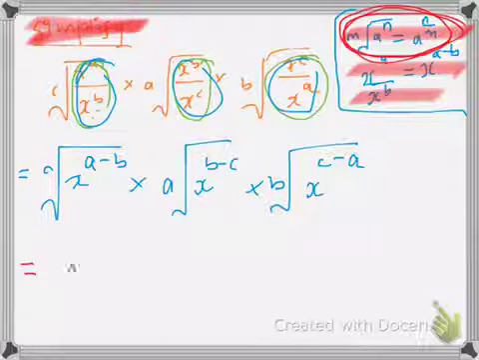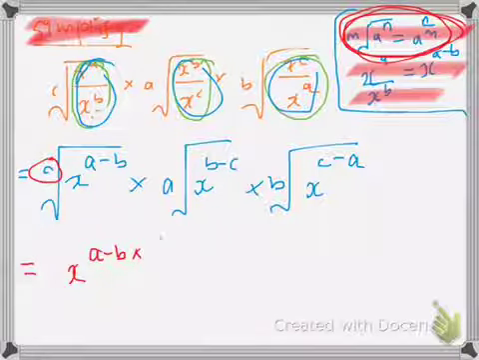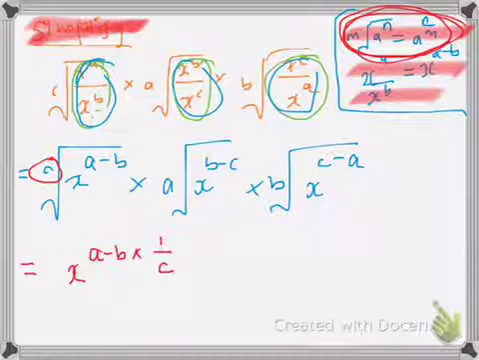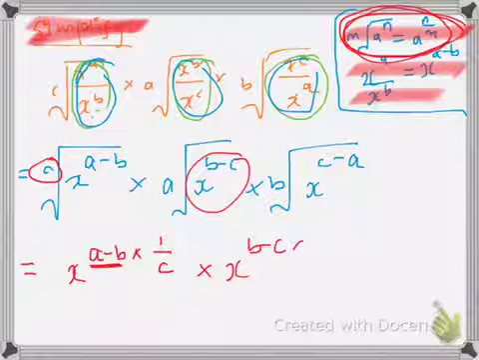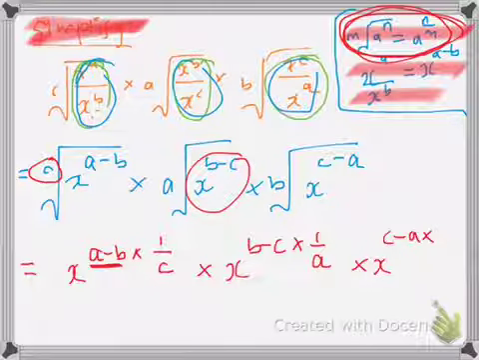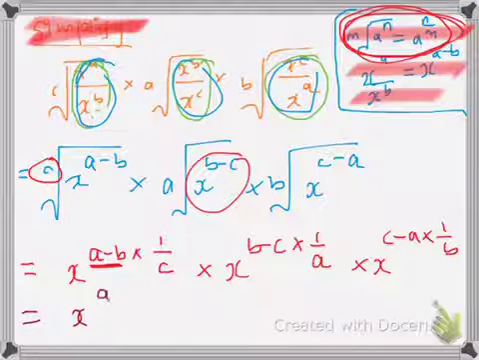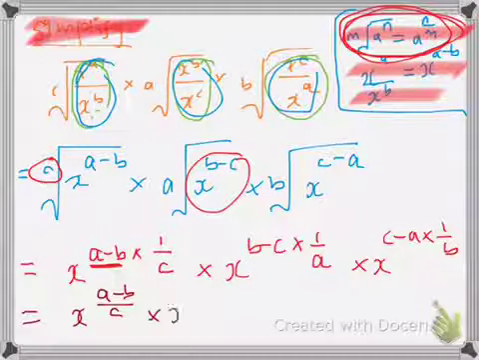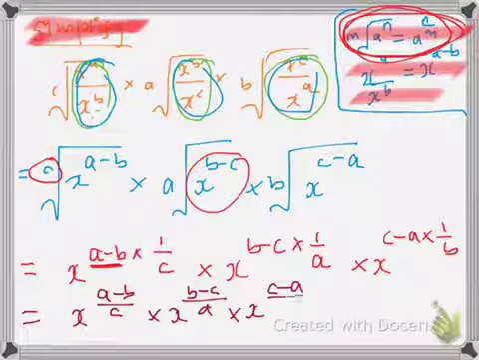This gives x to the power a minus b times the reciprocal of c, which is 1 by c. So we have to multiply the power of x by the reciprocal of c. Similarly, we can do it for the second term, b minus c times 1 by a, times x to the power c minus a times 1 divided by b. This can also be written as x to the power a minus b divided by c times x to the power b minus c divided by a times x to the power c minus a divided by b.